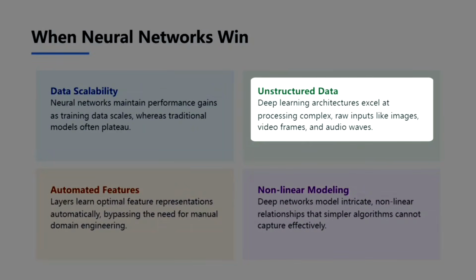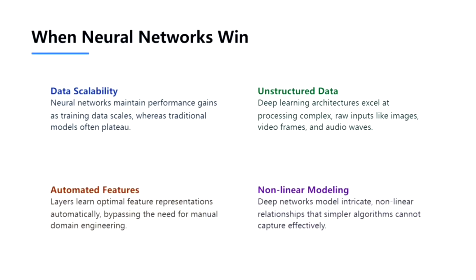Secondly, deep learning is the undisputed king of unstructured data. For tasks involving raw images, audio files, or natural language text, these architectures can interpret complex patterns that traditional models simply cannot handle without significant pre-processing.